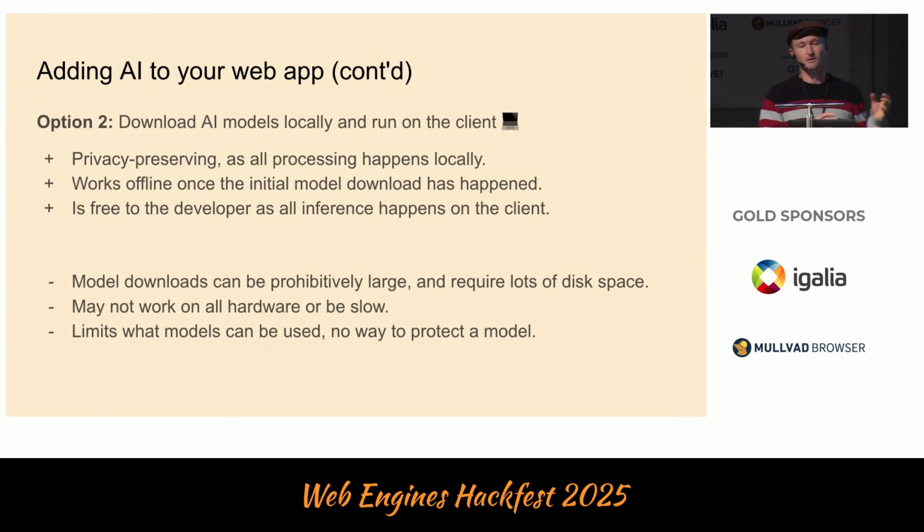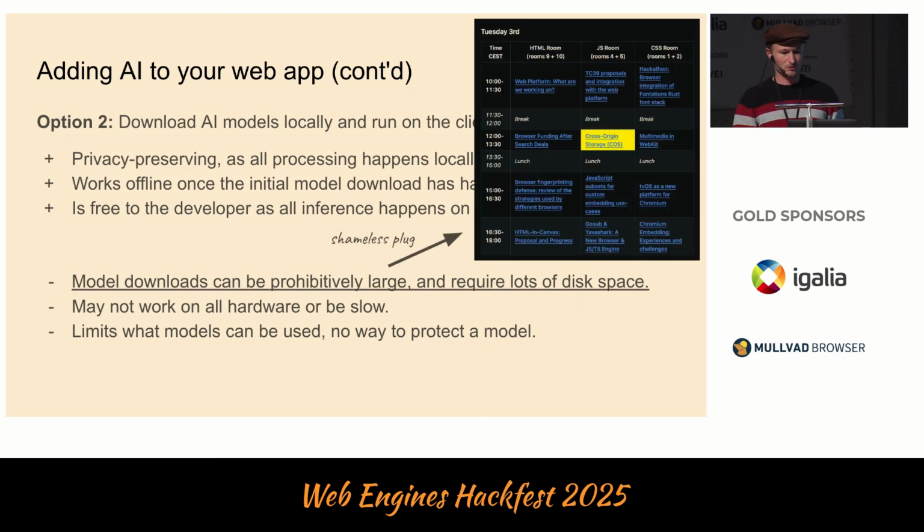So if you have a model that is super proprietary, that you want to super protect from someone stealing it, this just can't work on the web, because there's no way to have DRM, if you will, for AI models right now. Shameless plug for the breakout session tomorrow. There's an idea that we want to discuss with you all for this model downloads use case. So come tomorrow to the cross-origin storage breakout session.